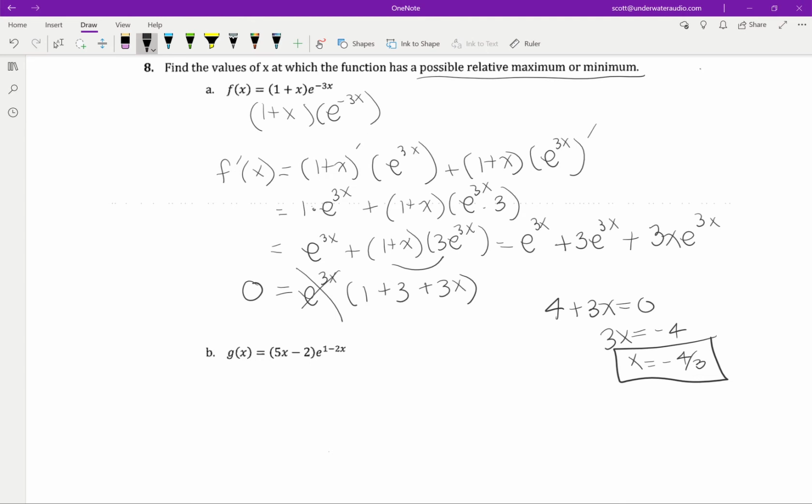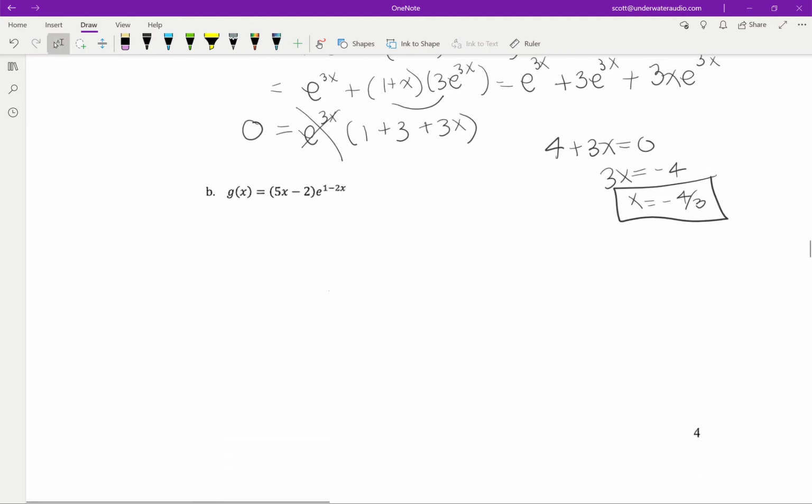Okay, let's do B. Same idea. If I'm going to find a possible relative minimum or maximum, I need to find the critical points, and I would do that by taking a derivative and looking to see where it's not defined or where it's equal to 0. Okay, so 5x minus 2 times e to the 1 minus 2x.